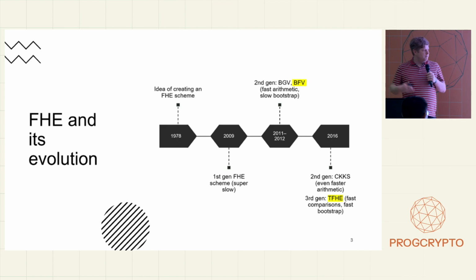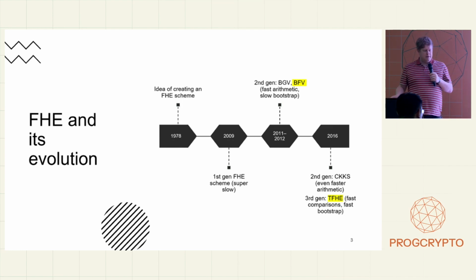Then a few years later, we got BGV and BFV. You've probably seen the BFV scheme earlier today. These schemes allow for fast arithmetic over polynomials, but unfortunately, bootstrapping under these schemes is very slow and is typically not done as a result.